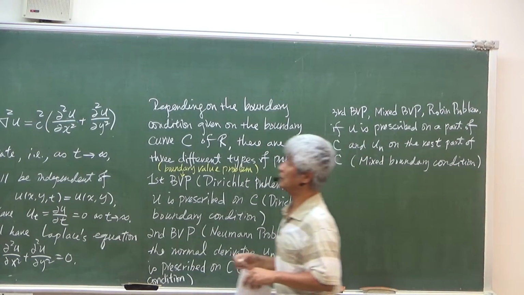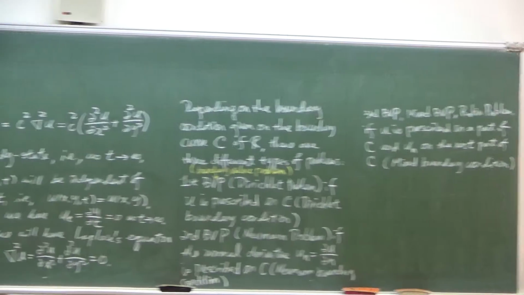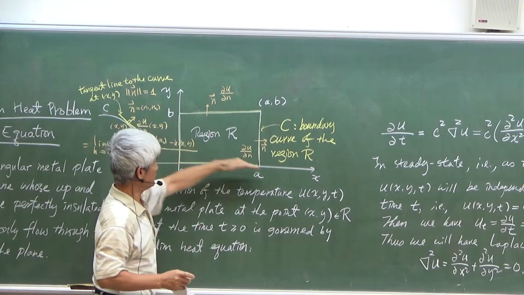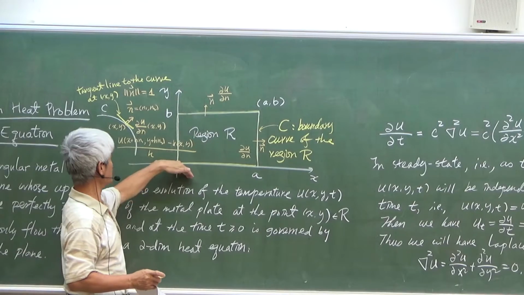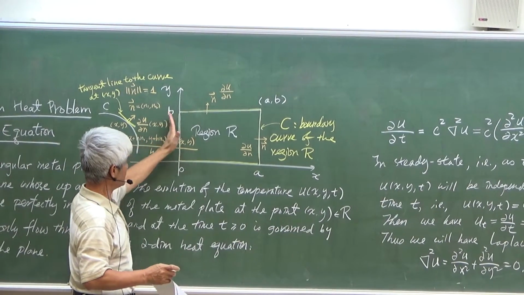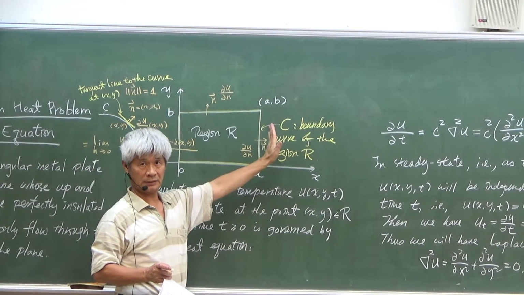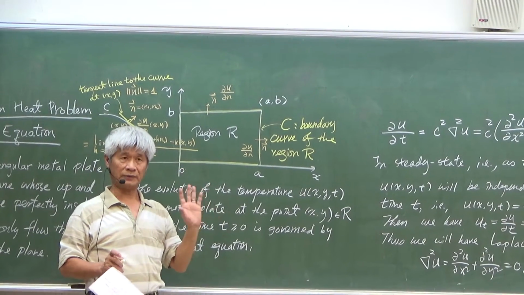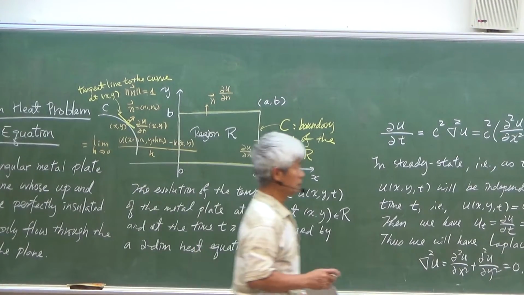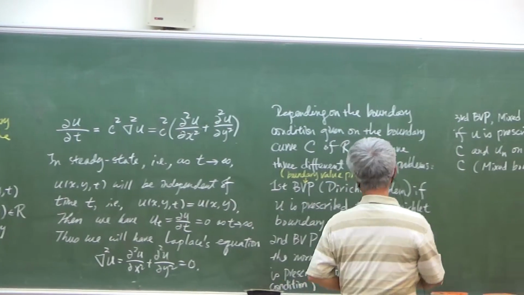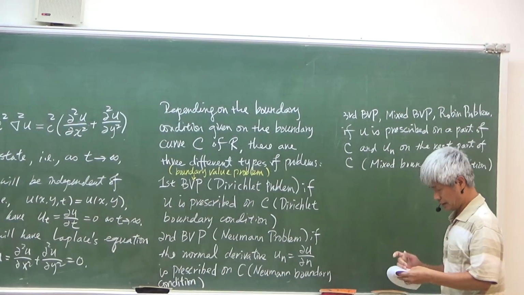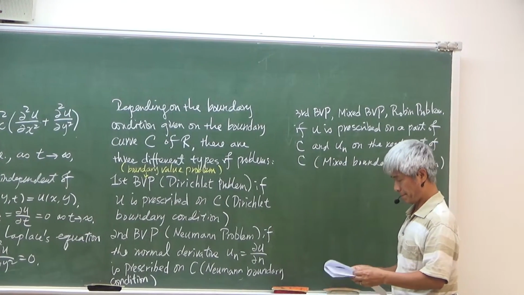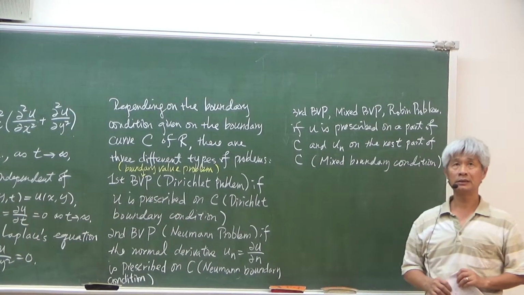So for example, you specify the temperature on this side and this side, but you specify the normal derivative on this side and this side. If you have such kind of boundary condition, you have the mixed boundary value problem, or the third kind of boundary value problem. Okay. So any questions?